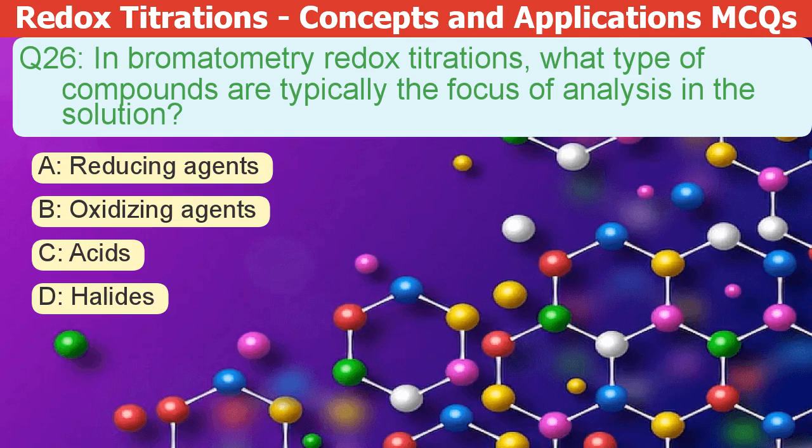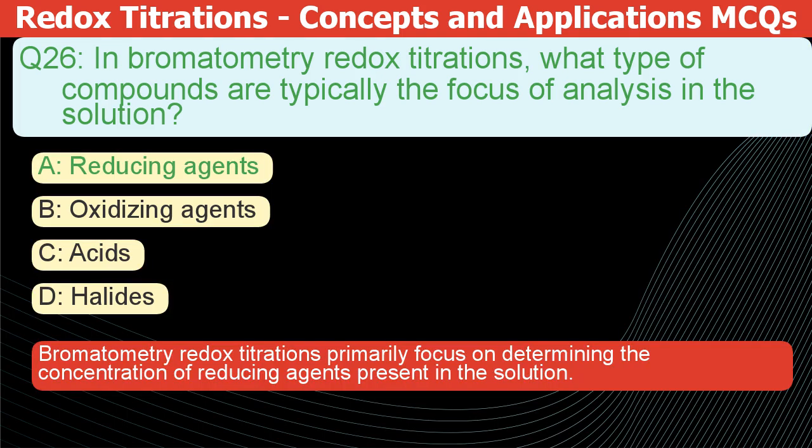In bromatometry redox titrations, what type of compounds are typically the focus of analysis in the solution? A. Reducing agents. B. Oxidizing agents. C. Acids. D. Halides. The correct answer is A. Bromatometry redox titrations primarily focus on determining the concentration of reducing agents present in the solution.